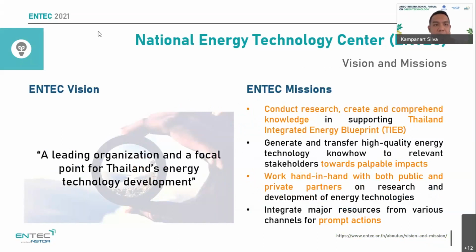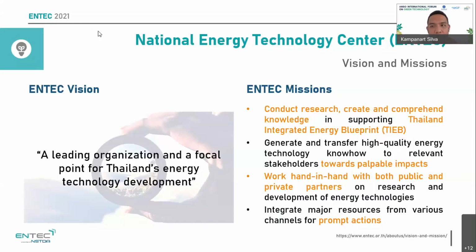Well, these are the vision and mission of NTEC. So the vision is to be a leading organization and a focal point of Thailand's energy technology development. And I think the missions are basically very similar to other technology centers. So we'll do research and development, and also comprehend knowledge in supporting Thailand's integrated energy blueprint, and also work toward impacts, and work hand in hand with public and private partners, because we think that now we cannot walk alone anymore. We need to work with all other public organizations, with the universities, and also with the private sector. And finally, the last mission is to integrate major resources from various channels for prompt actions.